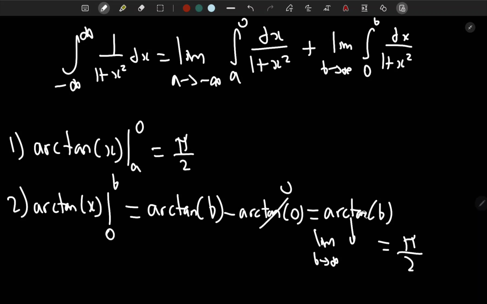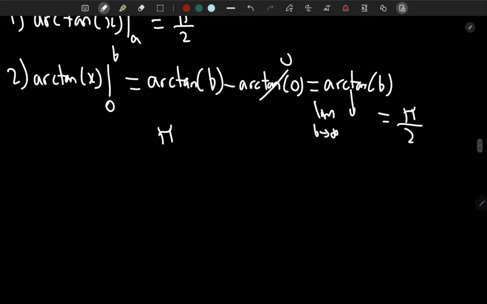So the highest y value arc tan you can get is pi over 2 for positive infinity, and the lowest y value arc tan can have is negative pi over 2. So now we just add these up. So pi over 2 plus pi over 2 is going to give you pi, and that will be the answer of this question. So now let's move on to a different type of improper integrals.